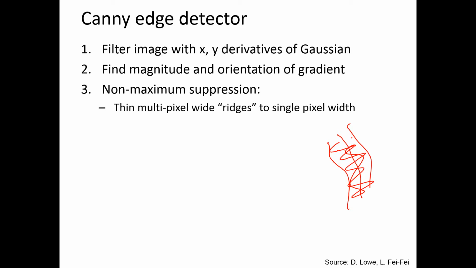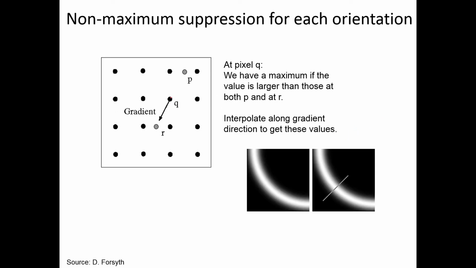So for them to be maximum, they will just look into the gradient direction. Let's say the gradient direction is here. And then for this pixel here, it will look into the adjacent pixels and see if the adjacent pixel is smaller than itself. So it's more like this, right? If you are here, and let's say the gradient is in this direction, then you look into these two.